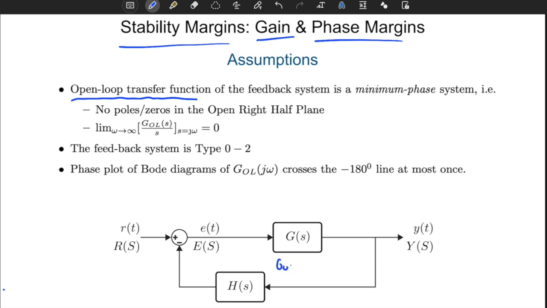We know that the open loop transfer function is simply equal to G(s) times H(s). It is a minimum phase system. In order to have a minimum phase system, we have two conditions. There shouldn't be any pole or zero in the open right half plane, so this part is not allowed. But as you can see, it's okay to have poles or zeros on the imaginary axis. That's fine. And the open loop transfer function should satisfy this second condition, which is very trivial, and almost any physical well-defined system satisfies the second condition.